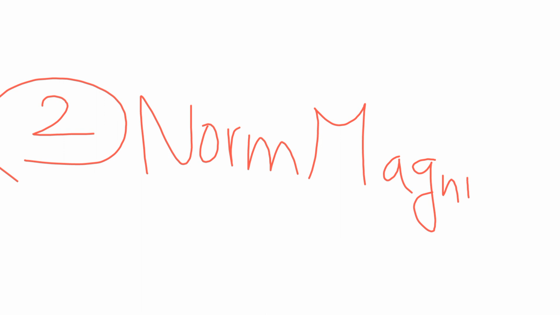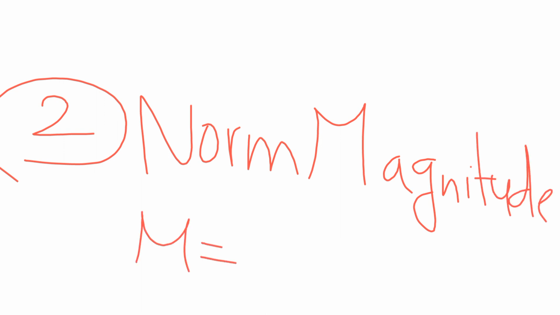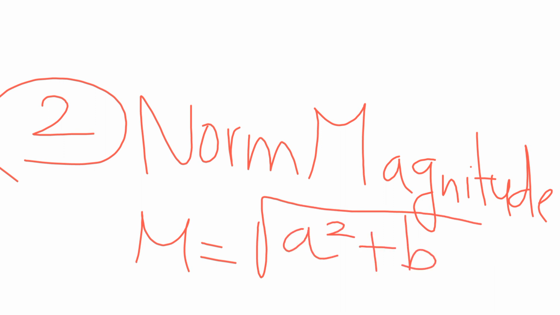The second rule I need to memorize in vectors is norm, or magnitude: m equals root a squared plus b squared.